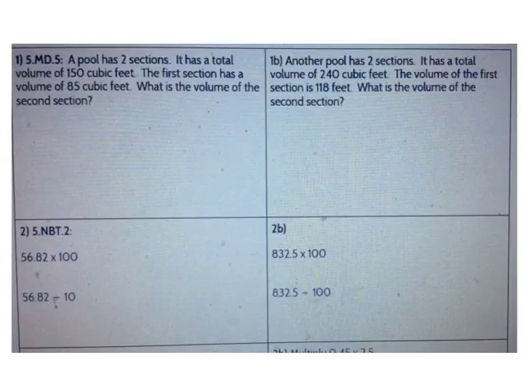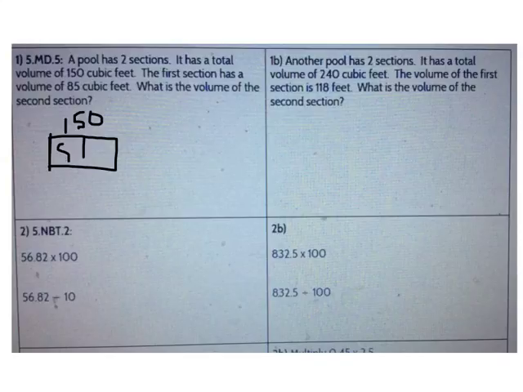A pool has two sections. It has a total volume of 150 cubic feet. The first section has a volume of 85 cubic feet. What is the volume of the second section? So I know the total is 150, and I know one section is 85. How could I find the volume of the second section? I could subtract 150 minus 85.